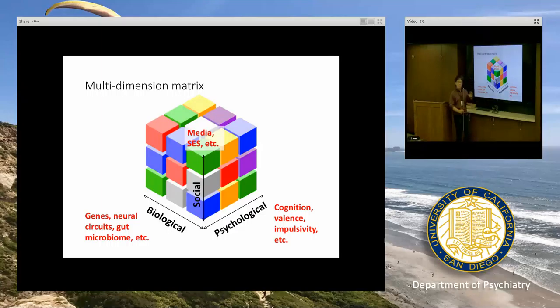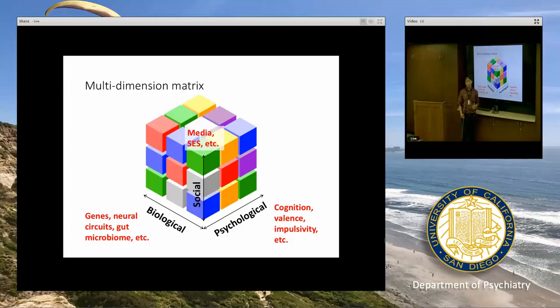So we try to apply this kind of theoretical framework to aggressive behavior. We can simply divide it into three axes, right? Biological, where we can look at the genes, neural circuits, and even the gut microbiome, etc., that all together influence our behavior. For the psychological axis, we have different types of measurement, but you can say these two are tied to each other. So we can measure cognition, violence, impulsivity, etc., to understand the psychological contributing factors for aggressive behavior, right?